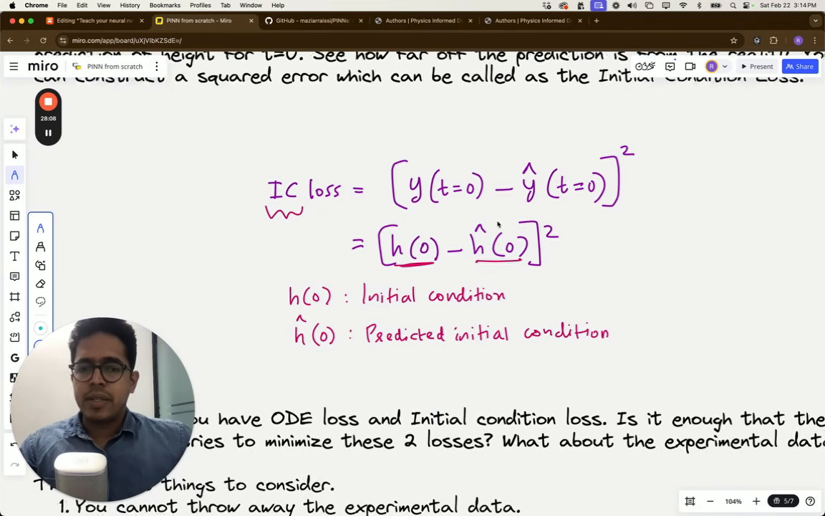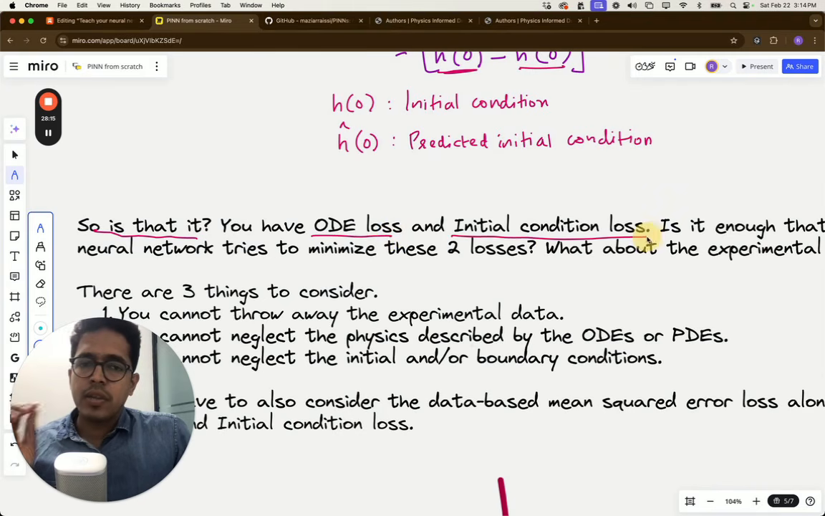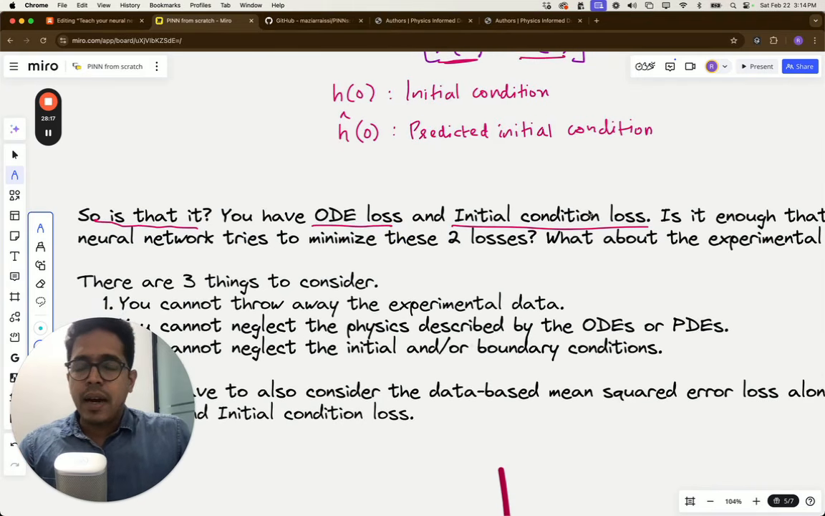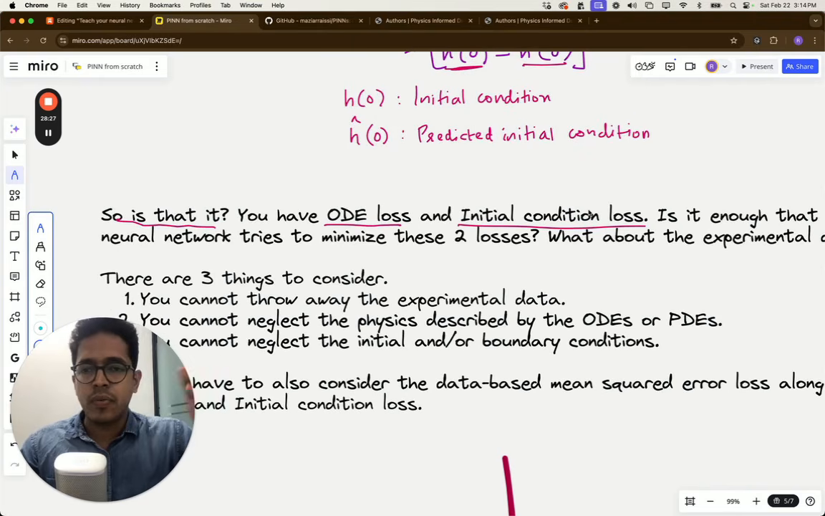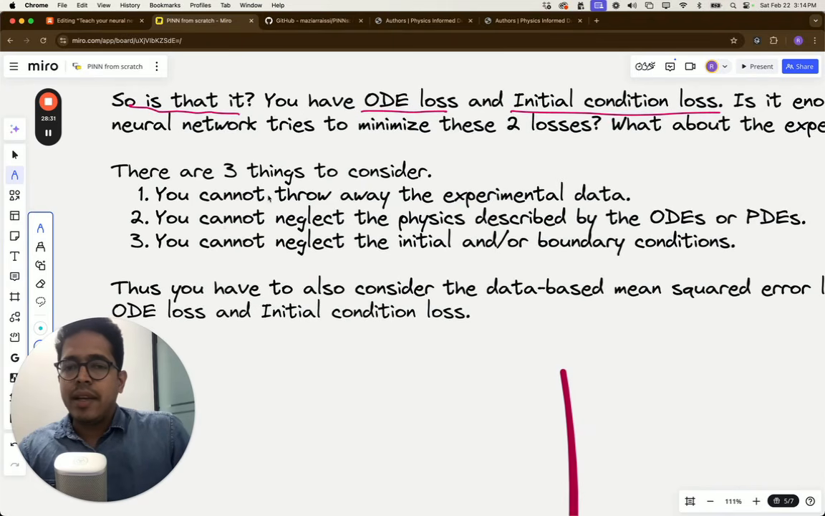Now, here is the question. Are these two losses enough? Is that it? Do we just need the ODE loss and initial condition loss? No, because we can't throw the experimental data in the basket. We can't say that all this precious data which we got by measuring the height of the ball as a function of time is useless. We can't do that. So we have three things to consider, as I mentioned earlier. Firstly, you should not throw away the experimental data.